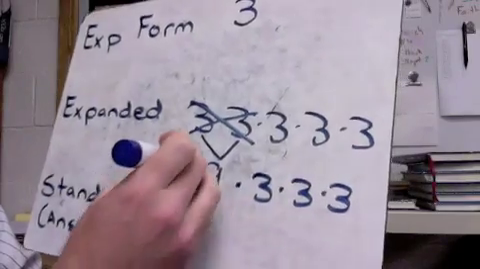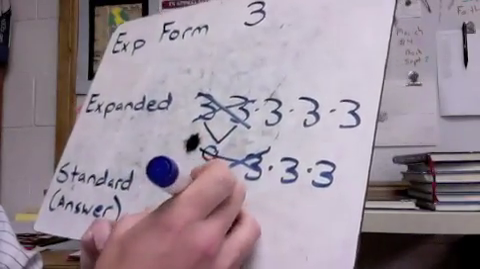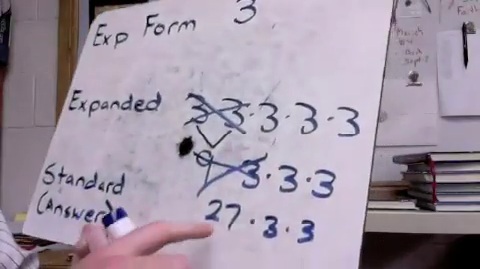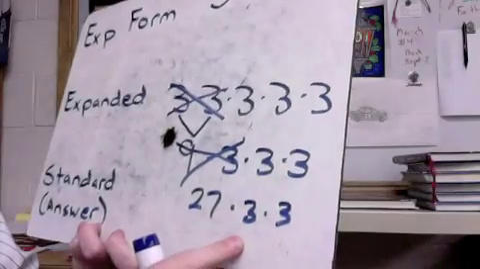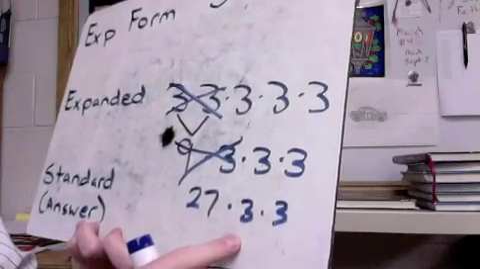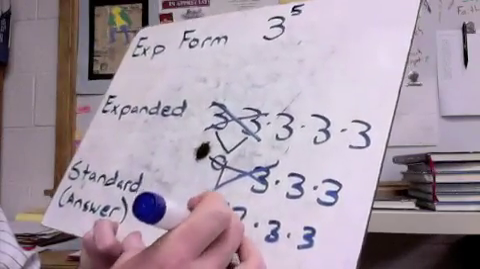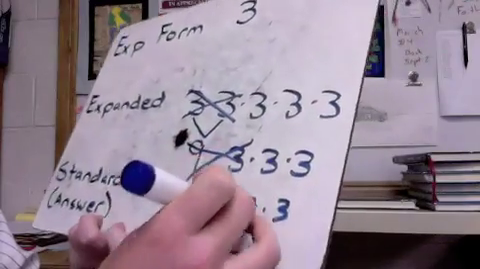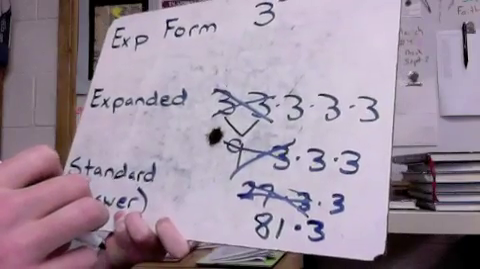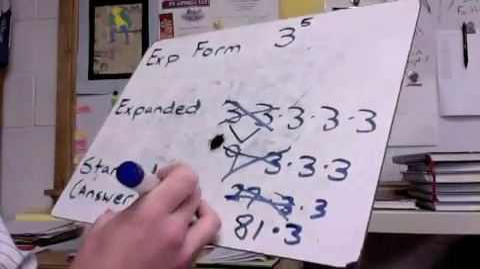9 times 3 is 27. Times 3 times 3. 27 times 3 has got to be, 20 times 3 is 60, 7 times 3 is 21, so that'd be 81. And then bring down that last 3. 81 times 3 would be 243. 243.